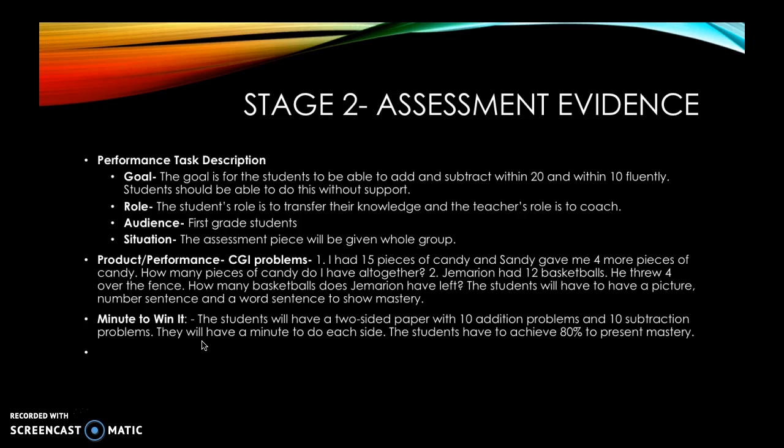Audience, first grade students. The situation is the assessment piece will be given whole group. The product performance, I'm going to do 2 different things.